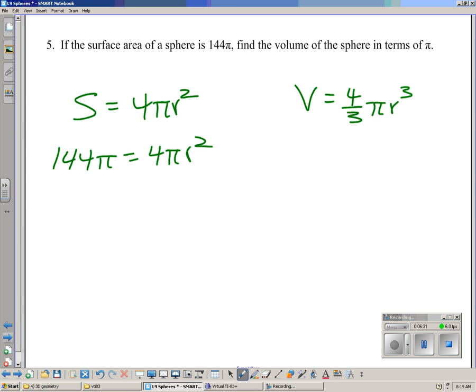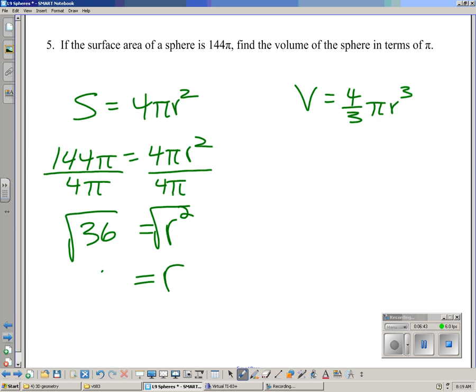So we'll start off with that equation, and we can isolate r just as we did before. And if you remember, we actually did this problem. We divided by 4 pi. We got r squared to be 36. Taking the square root, r is 6.